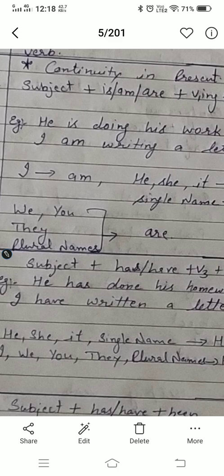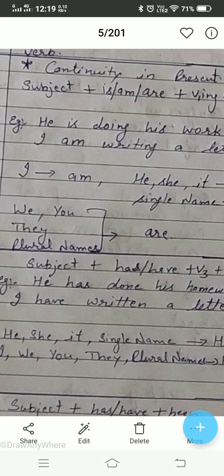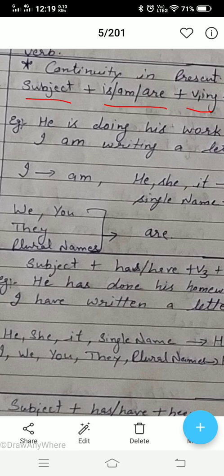What will be the recognition part of the tense is continuity in present. Like we are studying, we are learning tenses, we are learning. Are learning means we have used here present continuous tense. So in this we have subject, helping verb, first form plus ing, and at last object. We have example, he is doing his work. He subject, is helping verb, doing, do plus ing, first form plus ing.